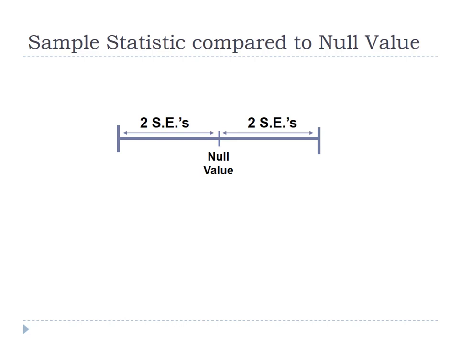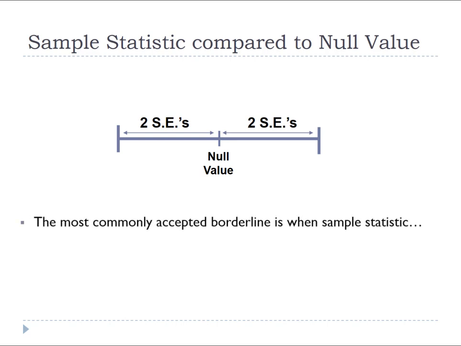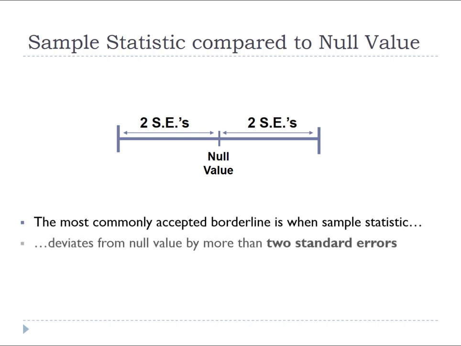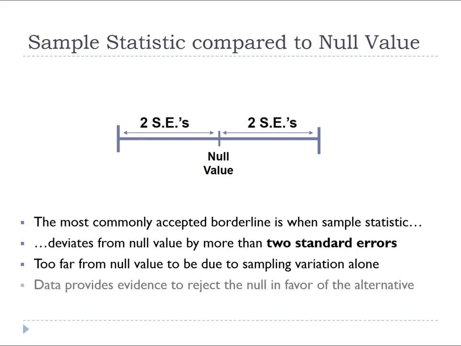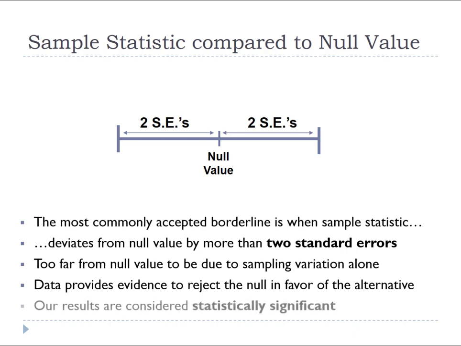The most commonly accepted borderline used for making this decision is when our sample statistic deviates from the null value for the population parameter by more than 2 standard errors. When this is the case, the sample statistic is considered too far from the null value to be simply due to sampling variation, given the null value is correct. We say that we have found an accepted level of statistical evidence in our data to reject the null hypothesis in favor of the alternative. Our results are considered statistically significant.